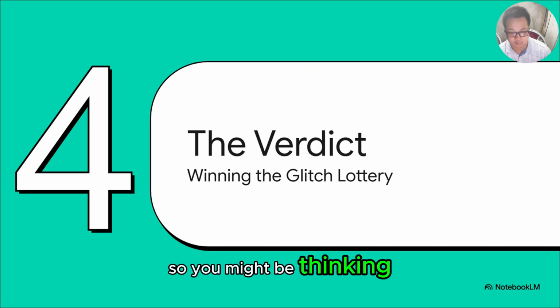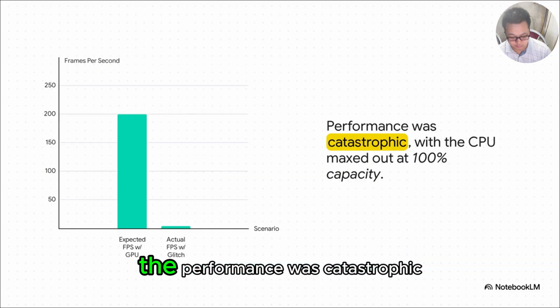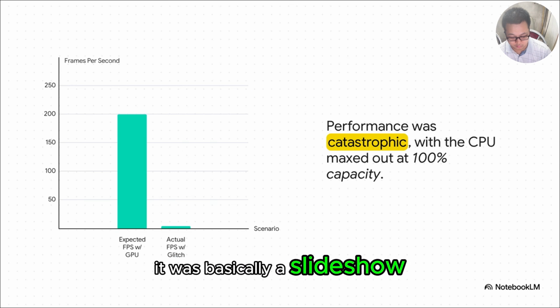So you might be thinking, wow, did this person just unlock a secret free feature? Was this some kind of hidden bonus? The answer is an emphatic no. It was actually a curse. The performance was catastrophic. I mean, just awful. When the user tried to play a game, they were getting just 4 frames per second. 4! It was basically a slideshow.